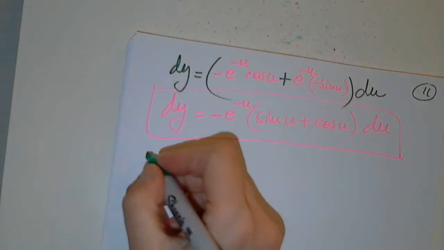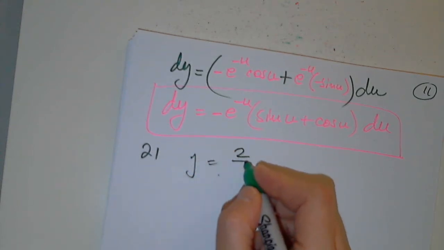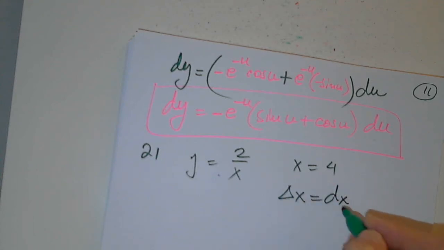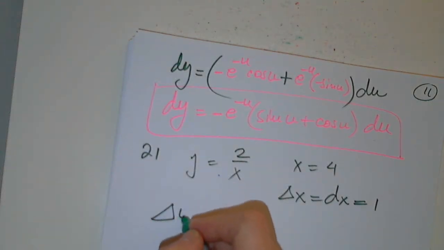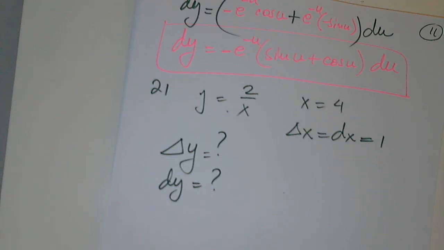And we are looking at 21. In 21, we are given y equals 2 over x. We are given x equals 4. We are given delta x, which we know equals dx equals 1. They're asking us to compute delta y and dy. So let's read the problem. Compute delta y and dy, the exact change and the estimated change, for the given values of x and dx equals delta x. Okay?